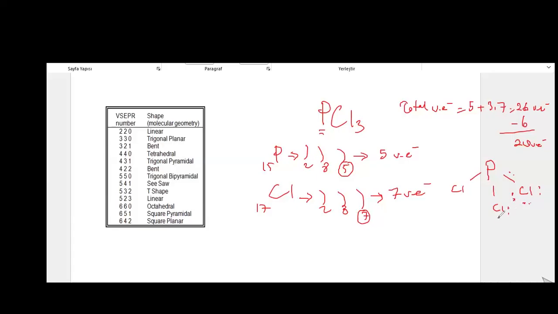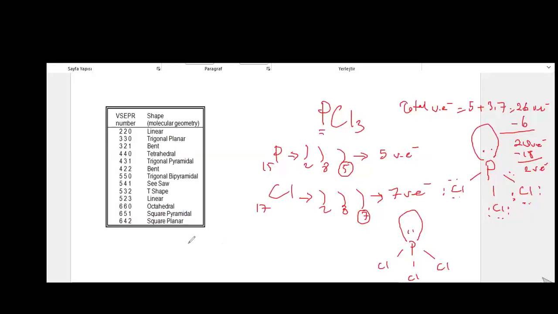In the same way, you can put valence electrons on the other chlorine atoms. If you look at the chlorine atoms, we have consumed an extra 18 valence electrons in total. So finally, the remaining 2 valence electrons can be put on the phosphorus atom. That's why this is the Lewis structure of that molecule.